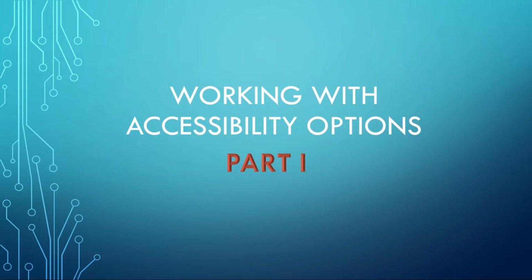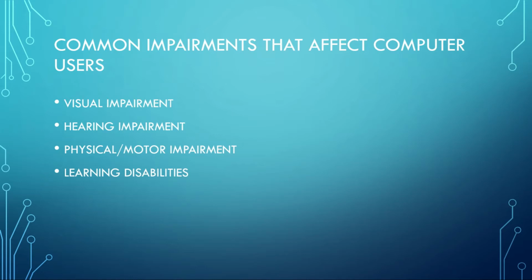Suppose a computer is not working properly, the keyboard is not working properly, the mouse is not working properly, we cannot see properly, sometimes blurred vision is coming in the monitors, how to adjust the display settings, everything. The common impairments that affect our computer users are visual impairment, hearing impairment, physical or motor impairment, meaning moving of the hands and other limbs, and learning disabilities.